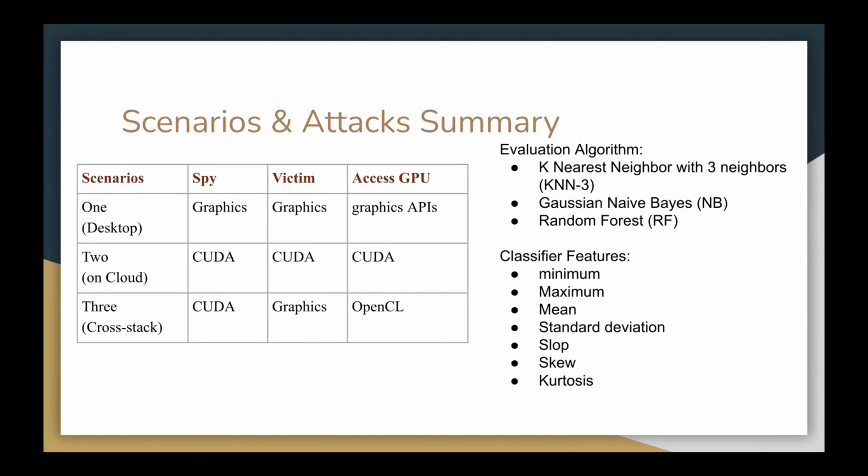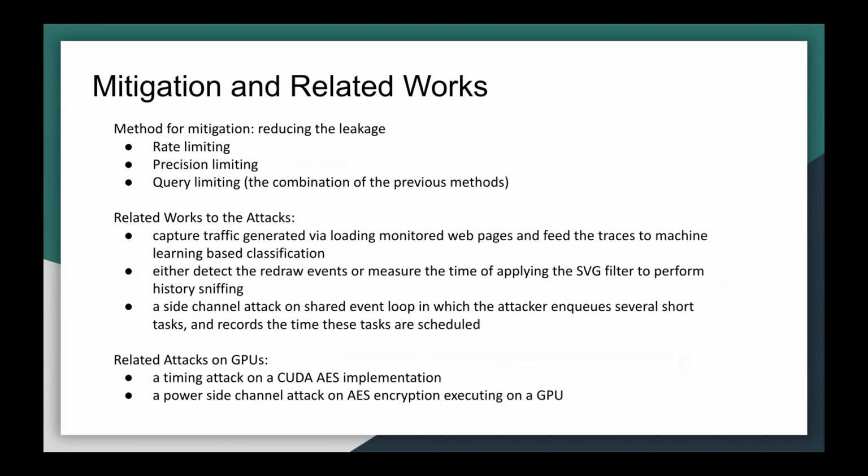And here are several ways to mitigate the attack, like rate limiting, which means limiting the rate of querying the memory API, precision limiting, which limits the granularity of the memory size to a high value, and query limiting, which is a combination of the previous limitations. And beyond the work in this paper, researchers also use similar mechanisms and principles in other work. And there are also some other side channel attacks on GPU that use CUDA and OpenGL.